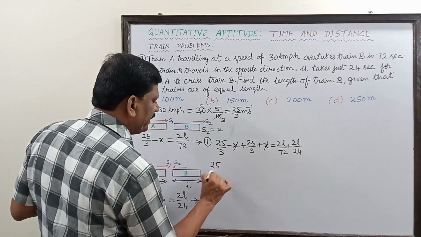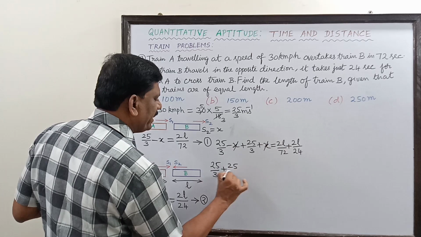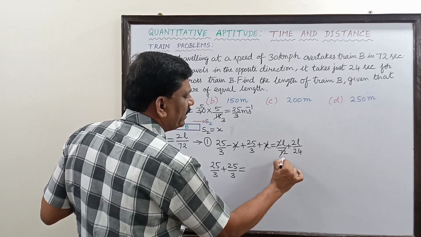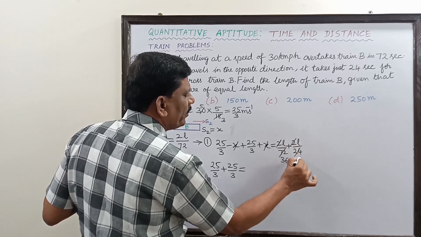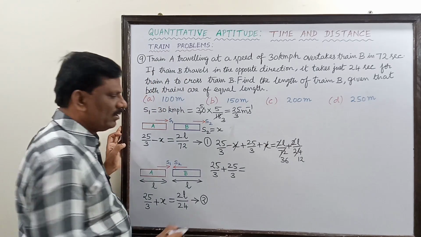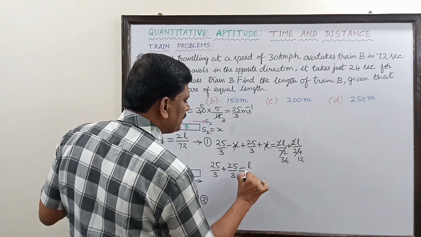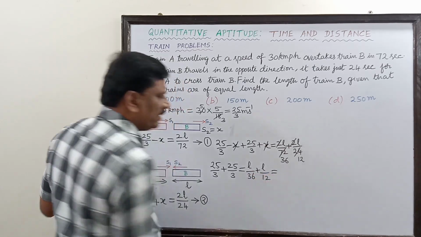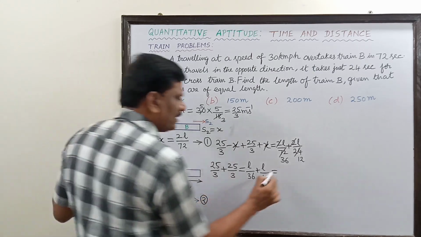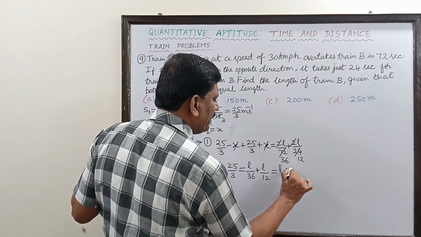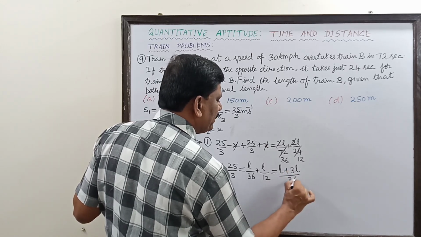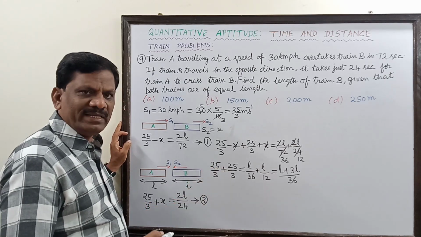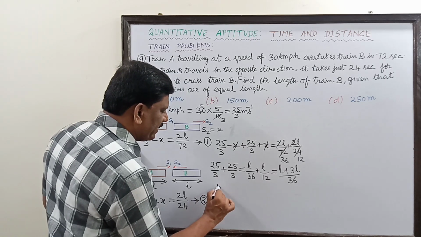So 25 by 3 plus 25 by 3 is equal to, now 2 and 72 is 1 by 36. 2 and 24 is 12. L by 12. So L by 36. So this is L by 36 plus L divided by 12. Taking 36 as the LCM. 12 3s are 36. So L plus 3L divided by LCM is 36. Now 25 by 3 plus 25 by 3 is what? 50 by 3. Is it not? 50 by 3.